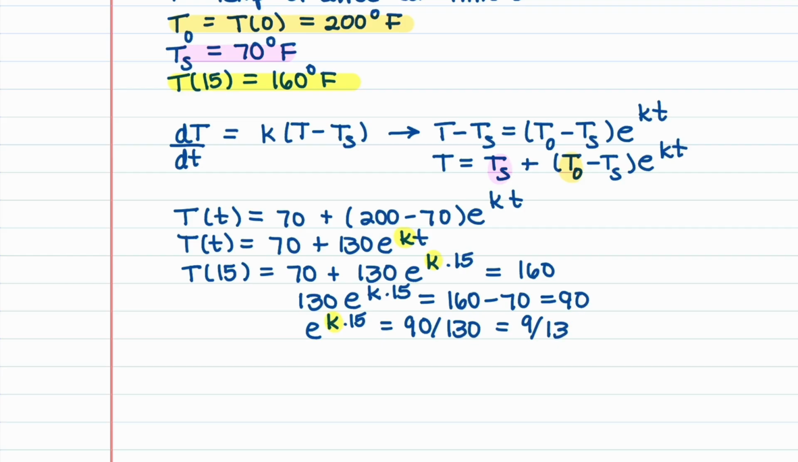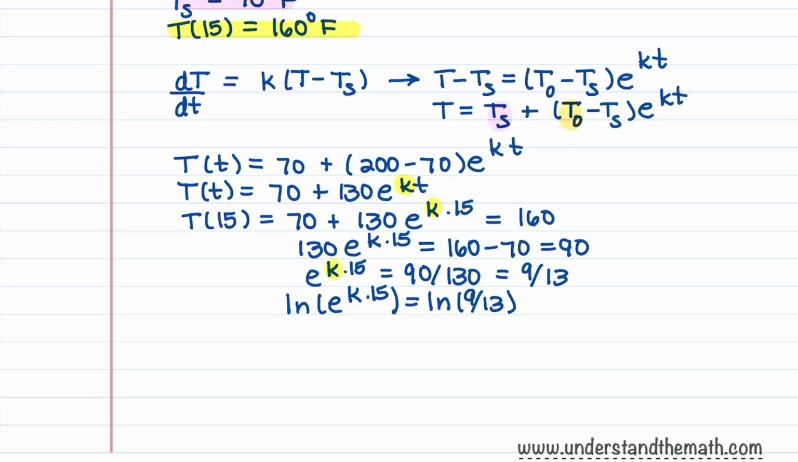To find k, we are going to have to get k out of the exponent, so we're going to have to take the natural log of both sides. So we have natural log e to the k times 15 is equal to natural log of 9 over 13.